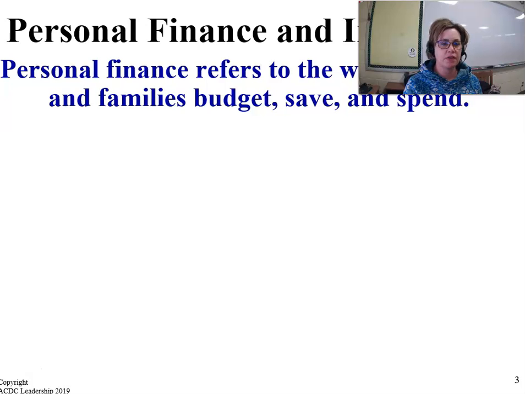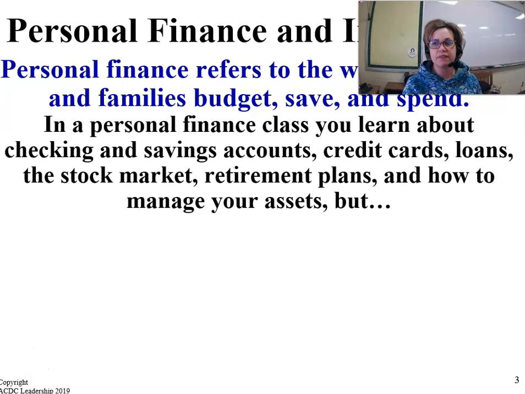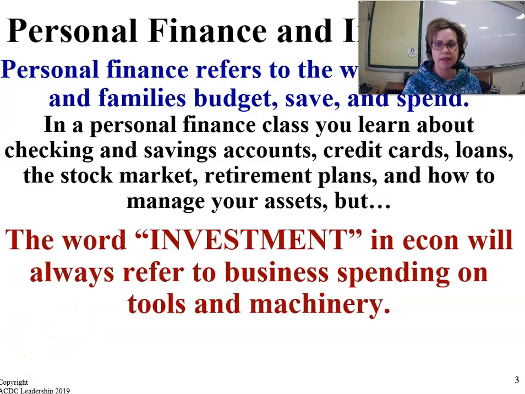Personal finance refers to the way individuals and families budget, save, and spend their money. In a personal finance class, you'd learn about checking and savings accounts, credit cards, loans, the stock market, retirement plans, and how to manage your assets. So the things that you learned through the EverFi program during the first semester. The word investment in economics always refers to the business spending on tools and machinery. We're not talking about financial assets.